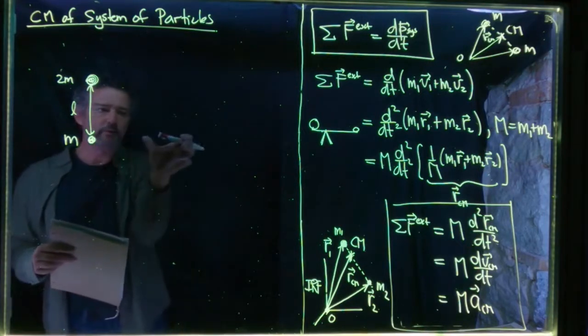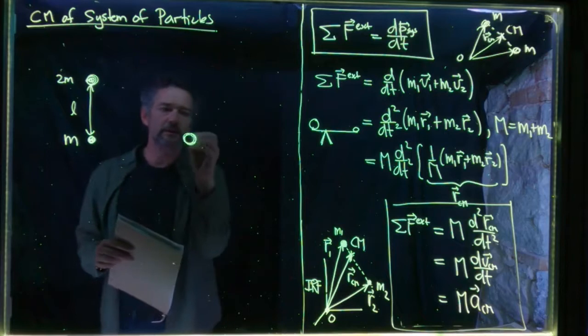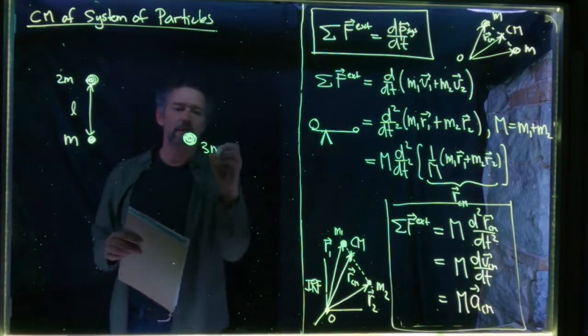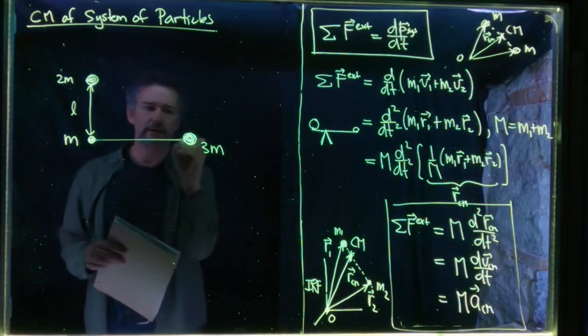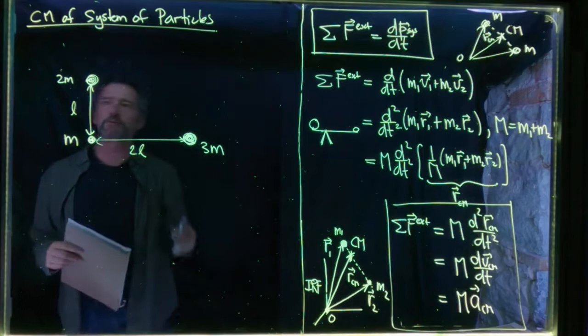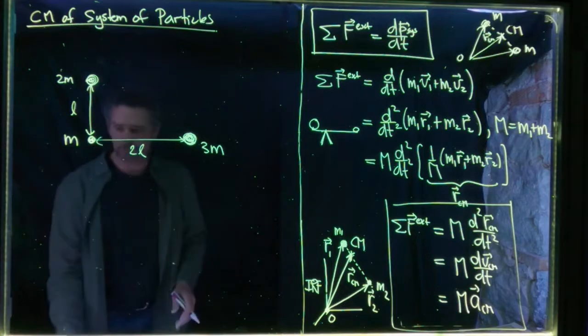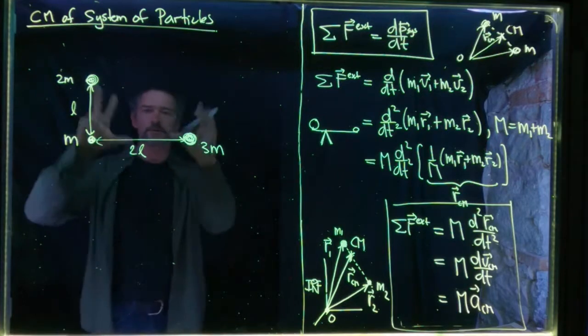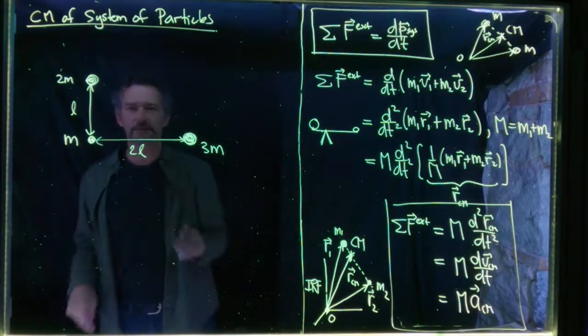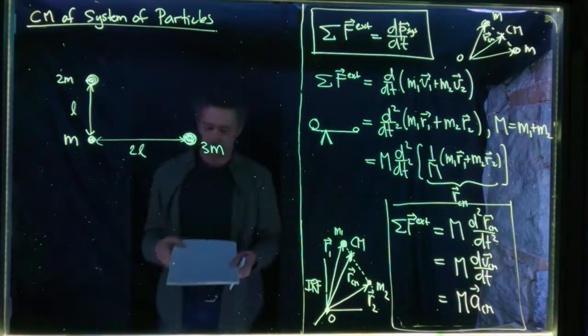So 1l, 2l to the right. Okay, so here is a particle with mass 3m, let's say. That is located a distance 2l to the right of our first mass, little m. So we've got this set of three masses, and we're wondering, where is the center of mass point exactly of that system? The equivalent question is something like this.